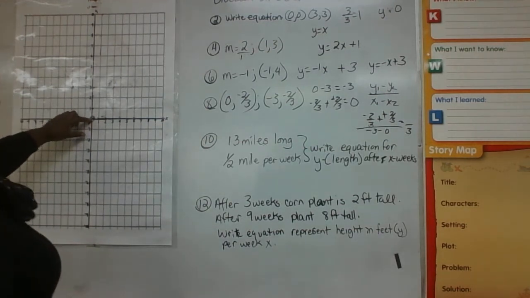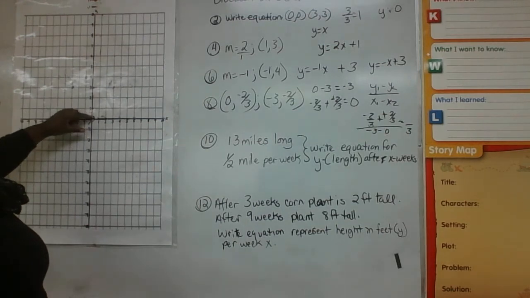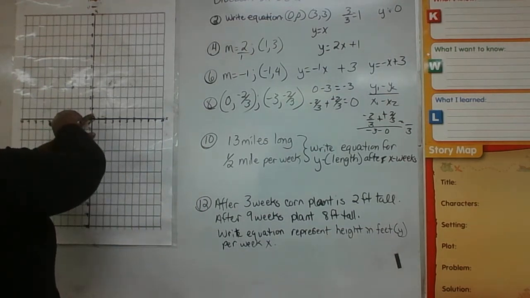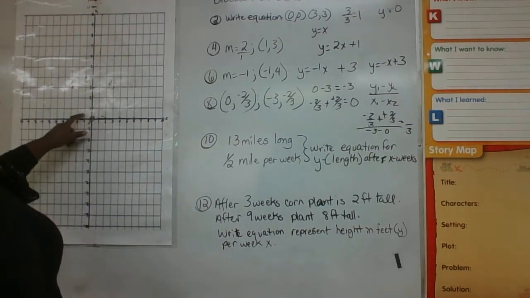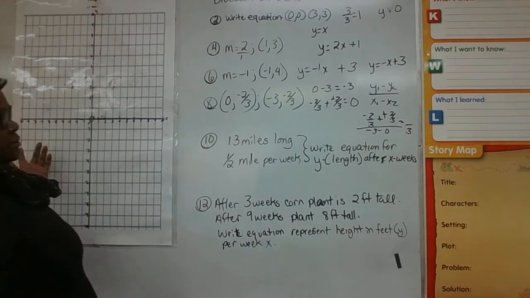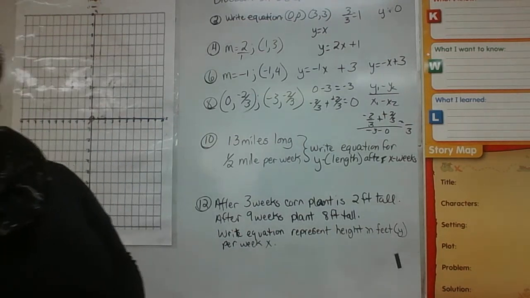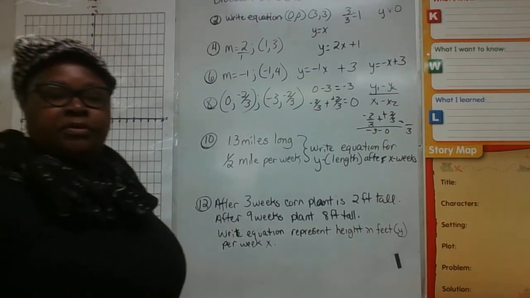Zero, 2/3 here. -3, 2/3 is here. So my slope is 0. The whole line is the 2/3 line. Okay. Alright, so what ends up happening is they threw us a little curve there, okay?